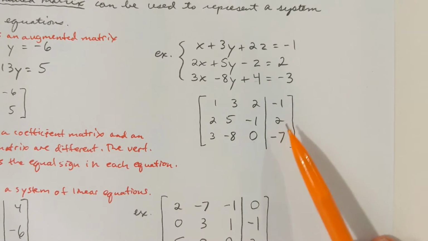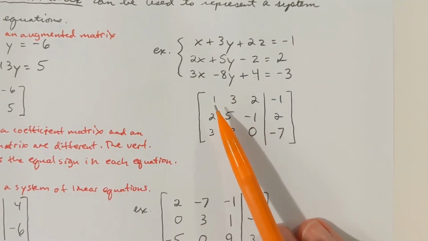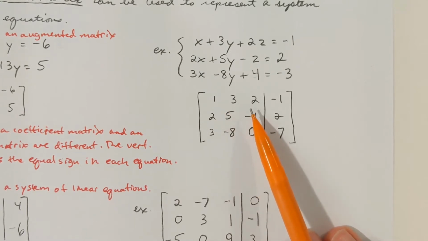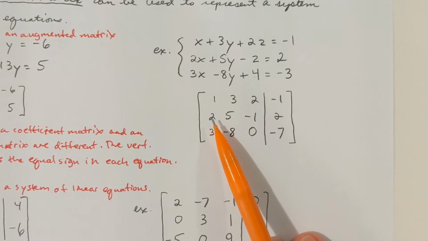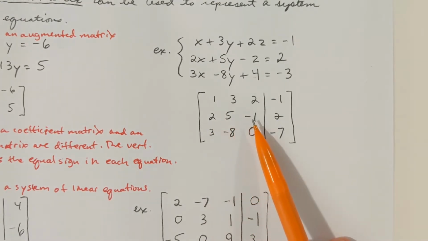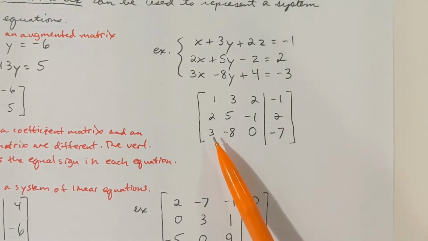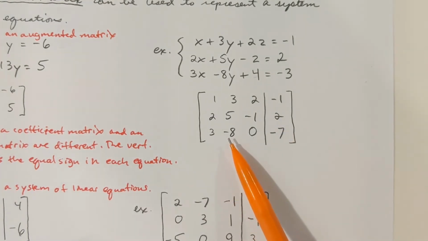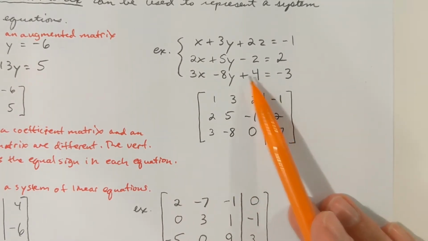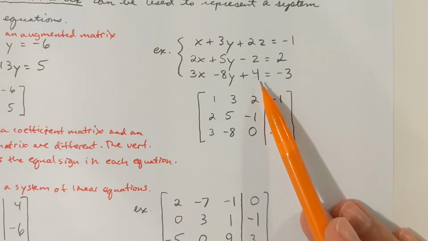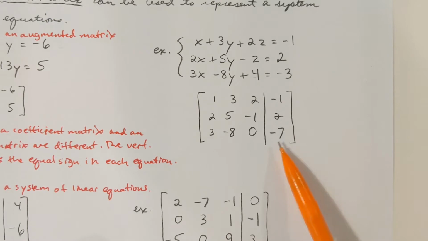Here's another example. 3 equations, there's 3 unknowns, and so my first row, I've got a 1 in front of x, a 3 in front of y, a 2 in front of z, and a -1 on the coefficient side. Row 2, there's a 2 in front of x, a 5 in front of y, a -1 in front of z, and a 2 on the coefficient side. And in the third equation, there's a 3 in front of x, a -8 in front of y, 0 in front of z. This would be kind of an unsimplified deal here. You'd want to subtract 4 from both sides, and -7 then would be in the coefficient column.